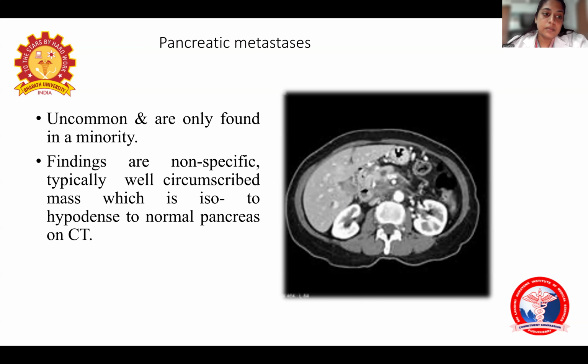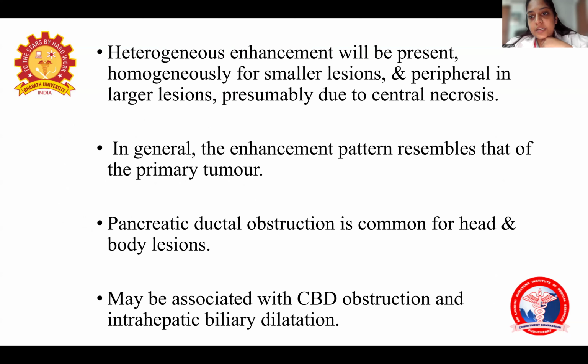Coming to pancreatic metastasis, it is very uncommon, found only in a very small minority of people. Findings are non-specific. This is typically a well circumscribed mass, which is iso to hypo on normal pancreas CT. You cannot say that there is a mass lesion, so it is usually iso to hypo. Enhancement will be present homogeneously for a smaller lesion and peripherally for larger lesions, presumably due to central necrosis. In general, the enhancement pattern resembles that of the primary tumor. Pancreatic ductal obstruction is common for head and body lesions. It also may be associated with CBD obstruction and intrahepatic biliary dilatation.